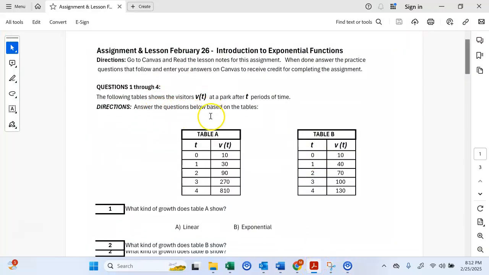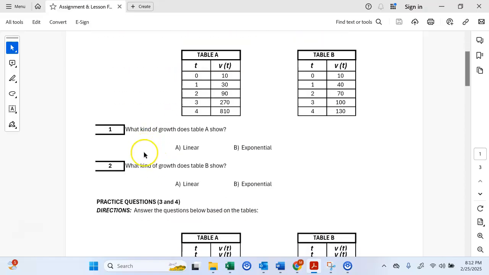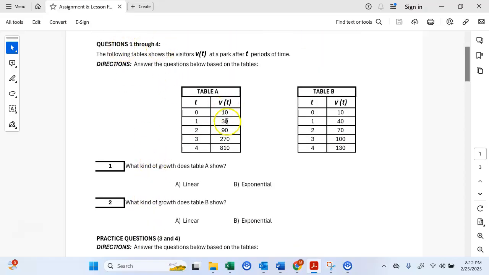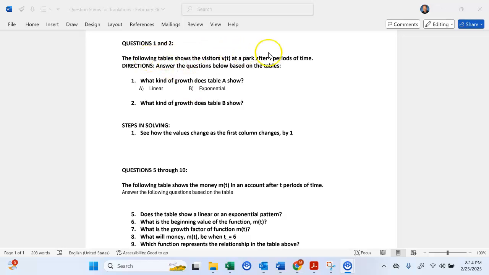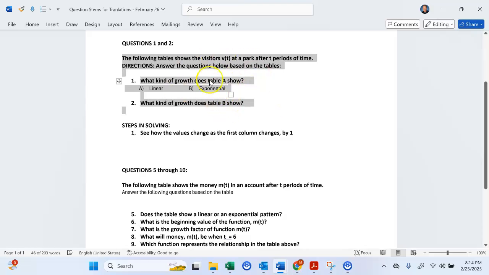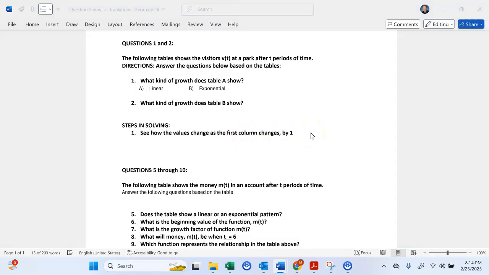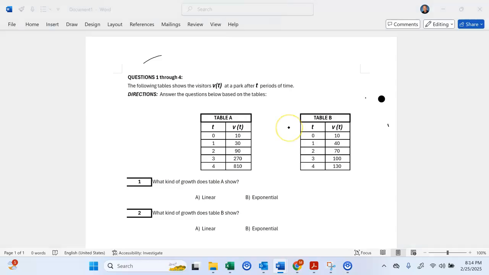Okay, so the first questions we're going to look at are questions 1 through 4, basically 1 through 2. So you're going to go ahead and see two tables like that. Okay, basically we're looking at this right here. Make sure you do the translations so you understand what these questions are asking. But the first step in solving is to see how the values change in the second column as the first column changes. So we look over here and let's look at this one here.